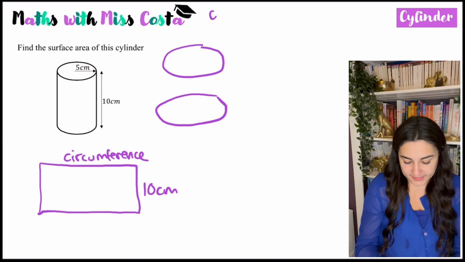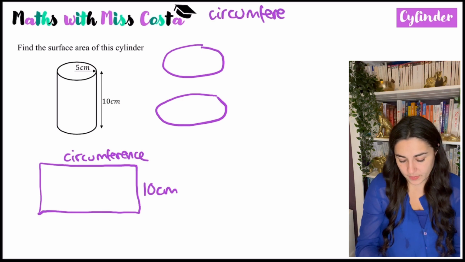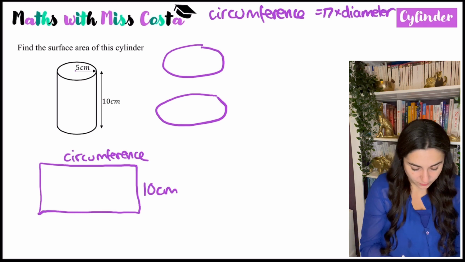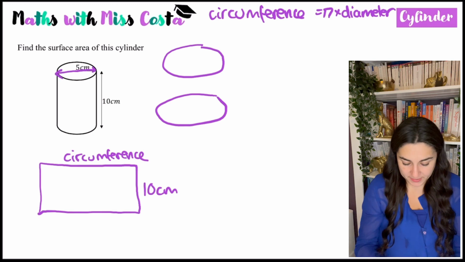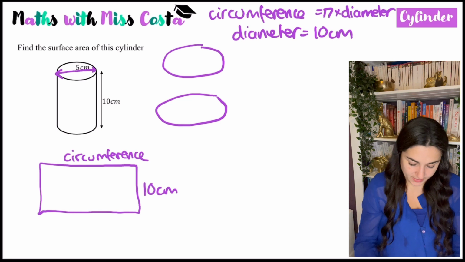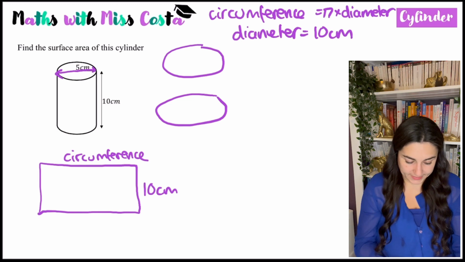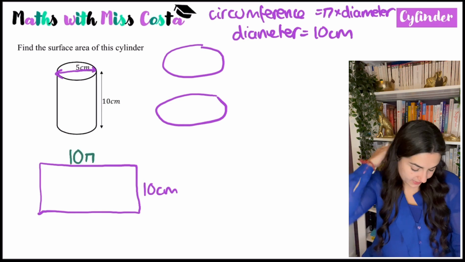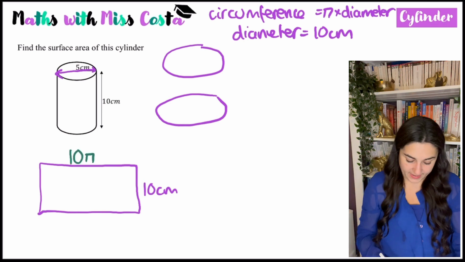So how do you work out the circumference of a circle? Well, circumference is pi times the diameter. So what's the diameter of this? Well, I know the radius is 5, so the diameter is going to be 10 centimeters. So what's the circumference of this particular circle? It's pi times 10. So pi times 10, I can just write that as 10 pi. So that's going to be this length, and that's 10 centimeters.